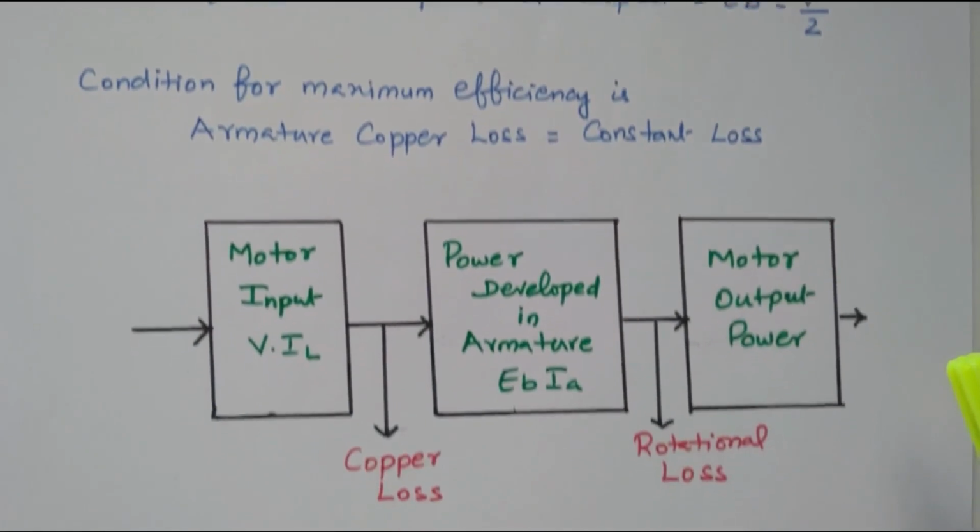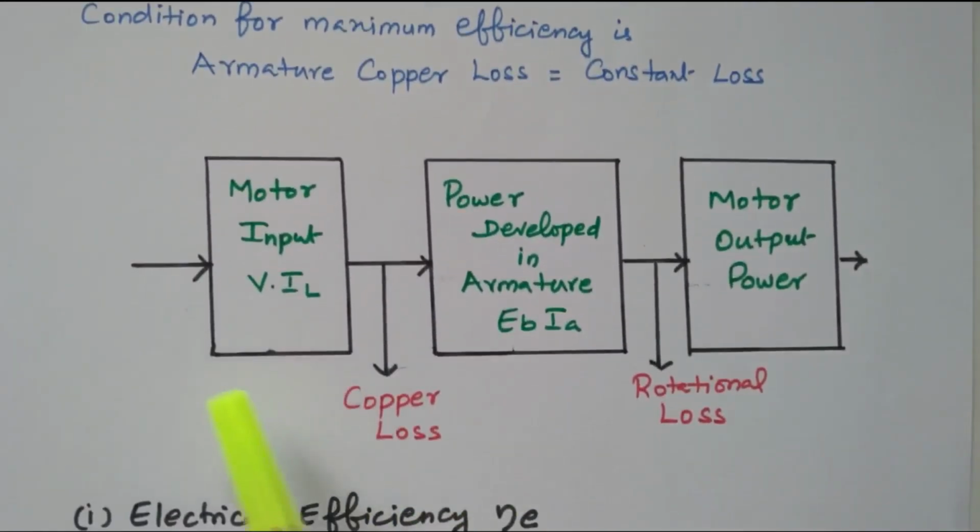Now, we will go to the power stages. The input to the motor is electrical energy. Motor input is V into IL. Voltage is applied to the motor. Motor means the electrical energy is converted into mechanical energy. So, the input to the motor is the applied voltage V into IL. Power is V into IL.